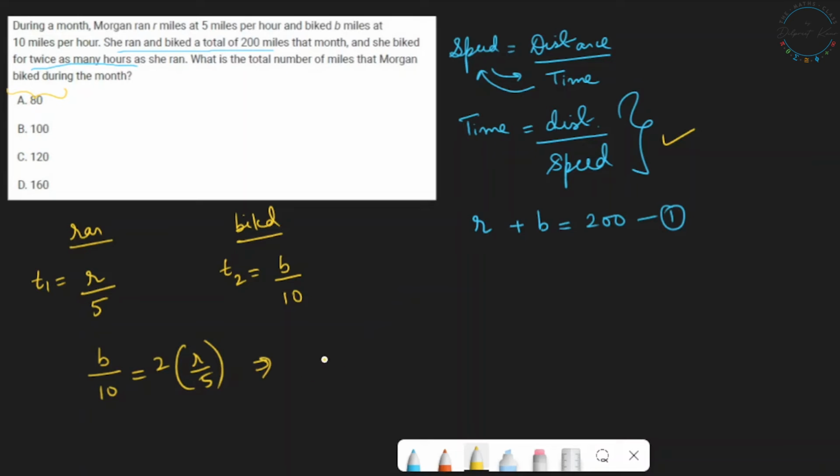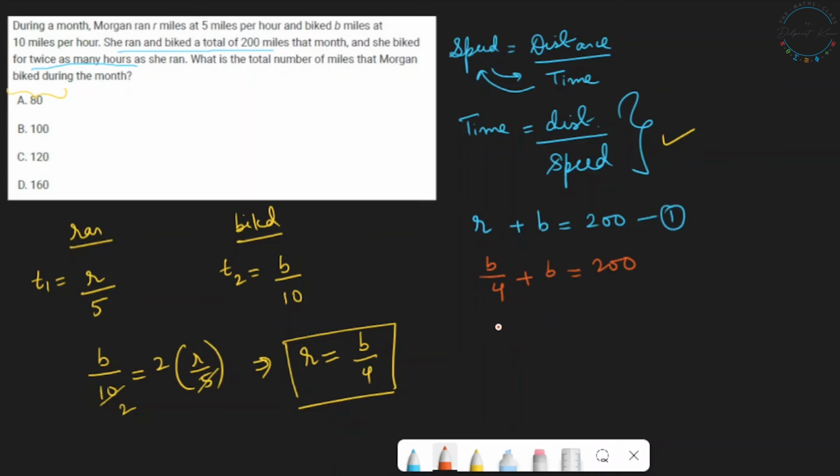Now let us just solve this. So R will be equal to B over 4. This is the value I am getting for R in terms of B. Now what we are going to do is plug in this value in equation 1. So R is B over 4, plus B is equal to 200. Let's solve this.